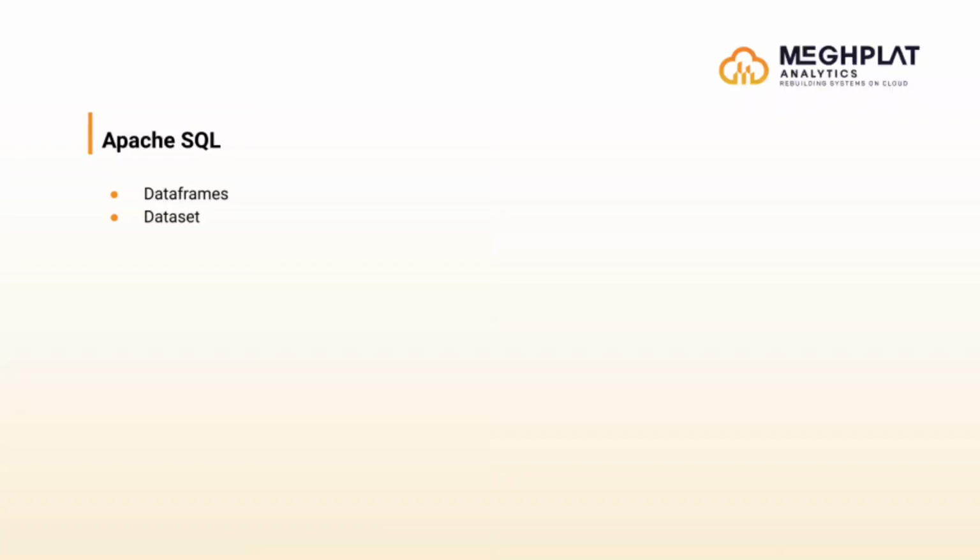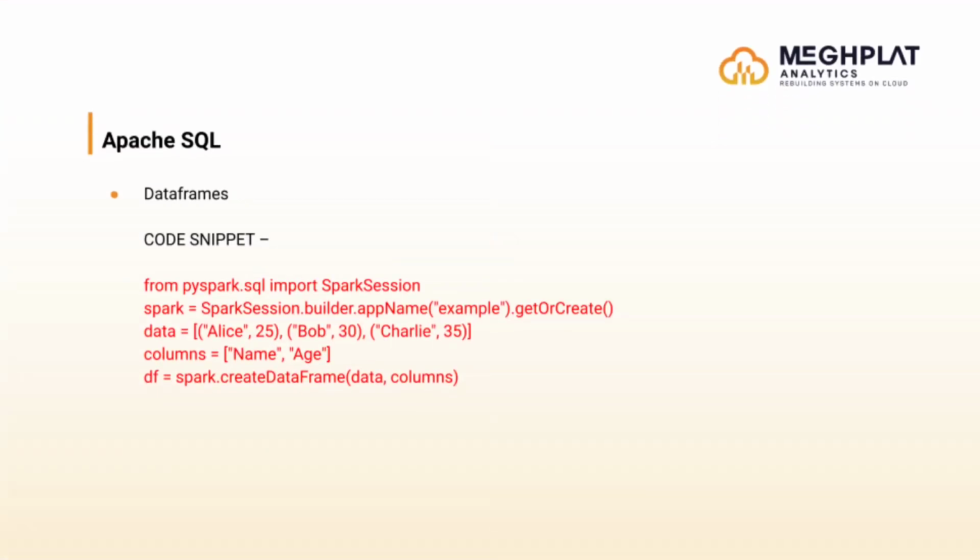They actually provide a higher level abstraction for working with structured data. So now let's understand what data frames and data sets are. A data frame is a distributed collection of data organized into named columns. If you have ever worked with pandas in Python, there also we create a data frame. It is similar to that. It is conceptually similar to a table in a relational database or a data frame in Python.